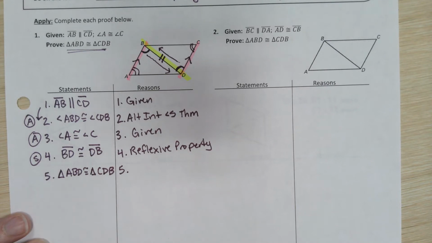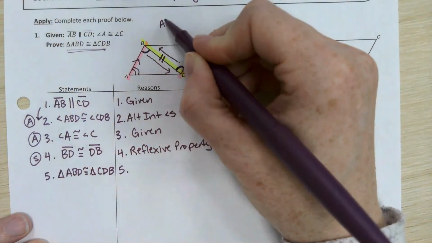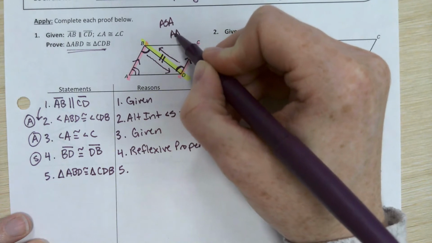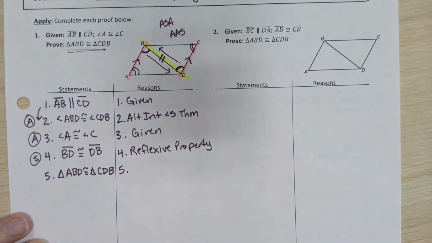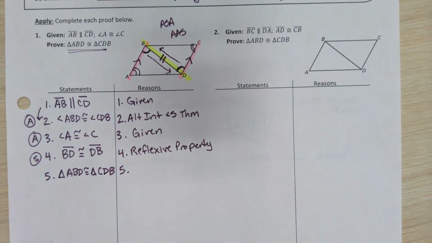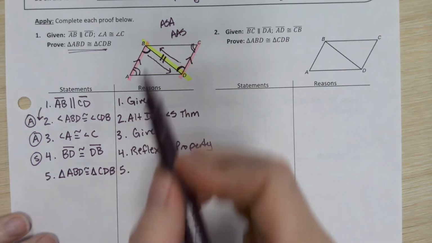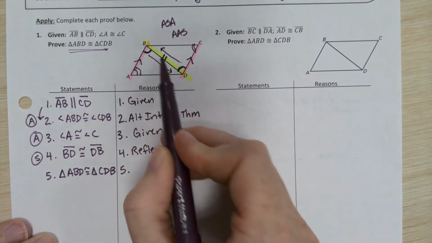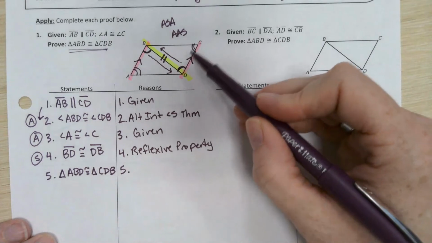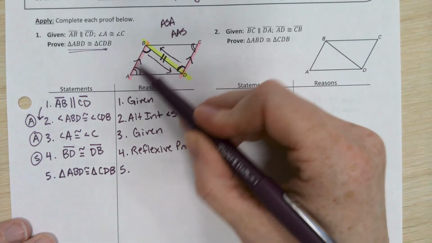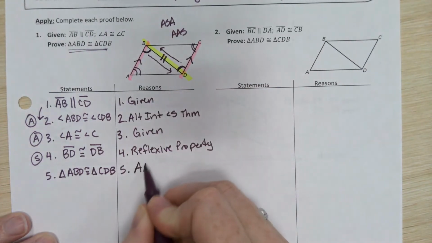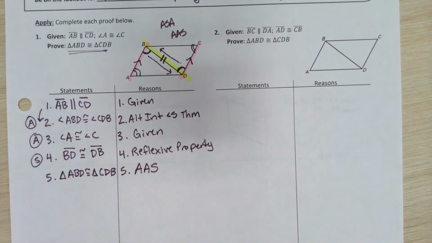I just need to make sure, since I have 2 A's and 1 S, that I make a really careful decision between angle side angle and angle angle side. If I look at that side that's highlighted yellow, it is only connected to one of my 2 congruent angles that are marked. So this should be an angle angle side situation.